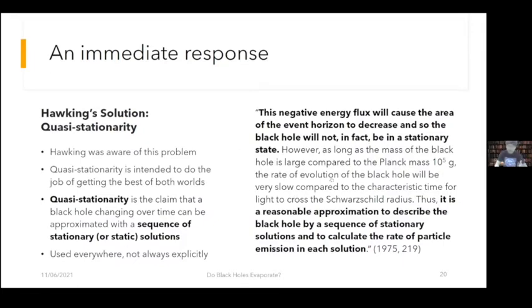It's used everywhere, but it's not always explicit. So the way Hawking used it here, the negative energy flux will cause the area of the event horizon to decrease, and so the black hole will not, in fact, be in a stationary state. This is contrary to the derivation of Hawking radiation, where the black hole was assumed to be in a stationary state to begin with. But then he talks about it here: it's a reasonable approximation to describe the black hole by a sequence of stationary solutions, and to calculate the rate of emission, i.e., Hawking radiation, in each stationary solution, if the rate of evolution of the black hole is slow enough.